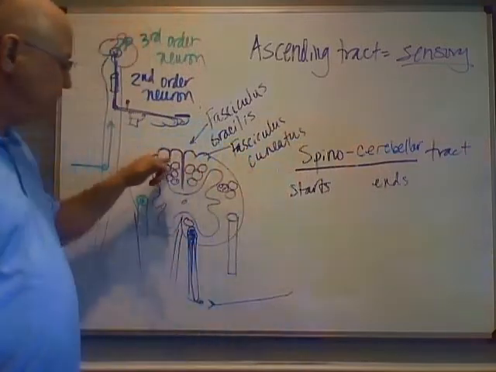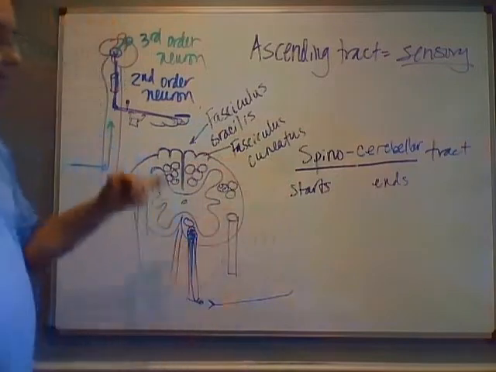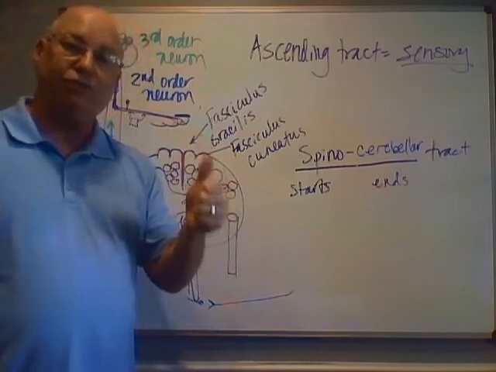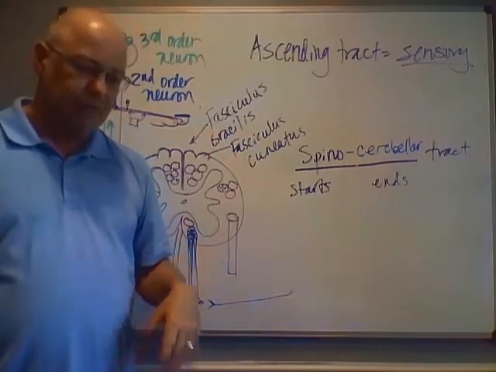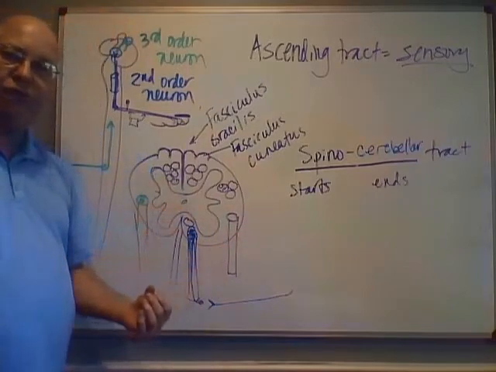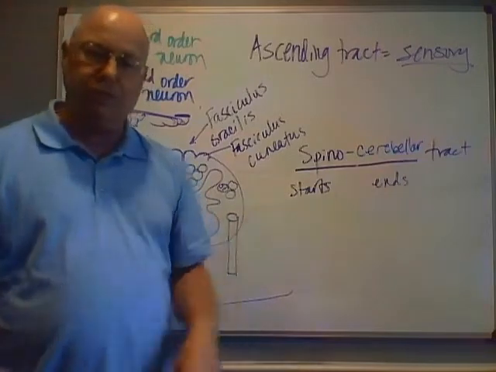There's one in the posterior gray horn called the posterior spinocerebellar tract. The posterior white column contains the posterior spinocerebellar tract. And the anterior white column has the anterior spinocerebellar tract in it. They do proprioception, cerebellum coordination.